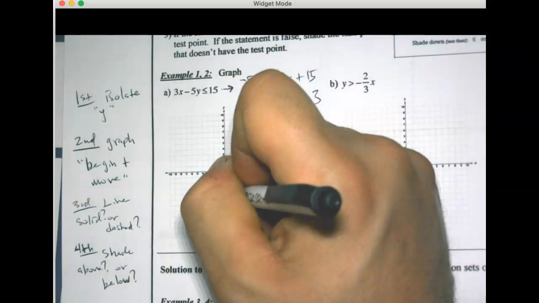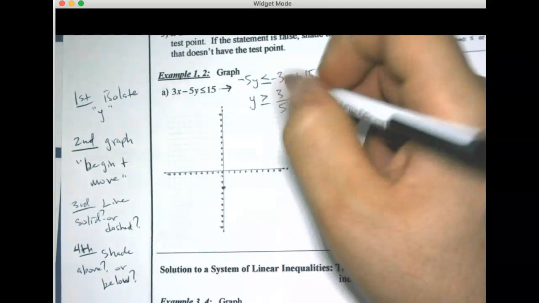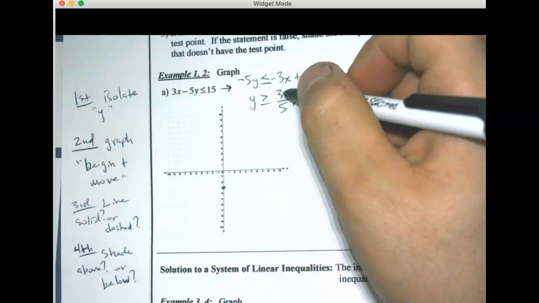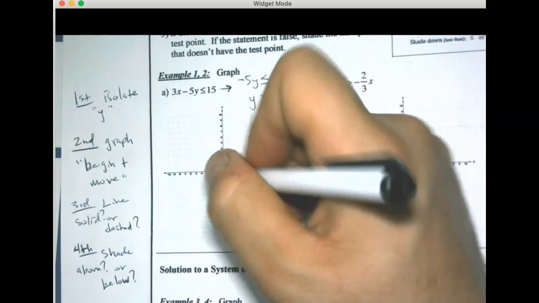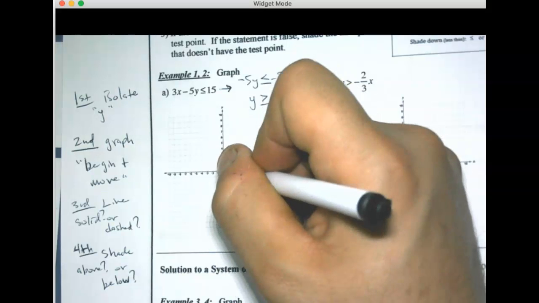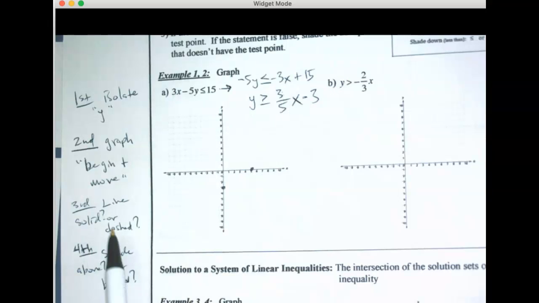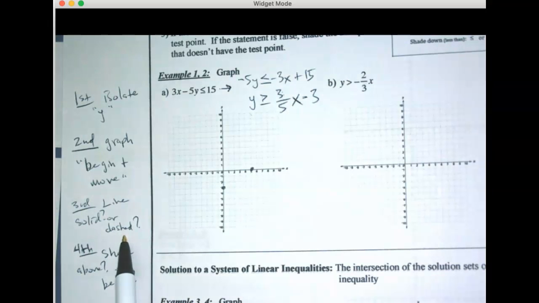Begin at -3. Right, begin and then move 3/5, so positive 3/5 up 3, right 5. So from the beginning point up 1, 2, 3, right 1, 2, 3, 4, 5. Before I draw my line in, I have to know if it's solid or dashed.